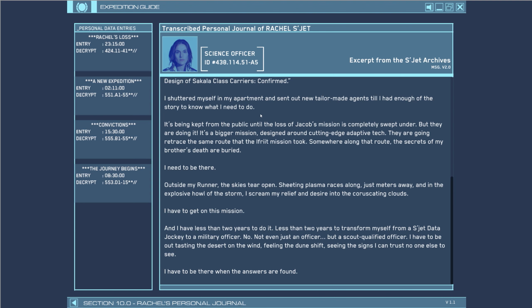It's been kept from the public until the loss of Jacob's mission is completely swept under. But they are doing it. It's a bigger mission designed around cutting-edge adaptive tech. They are going to retrace the same route that the VIII mission took.